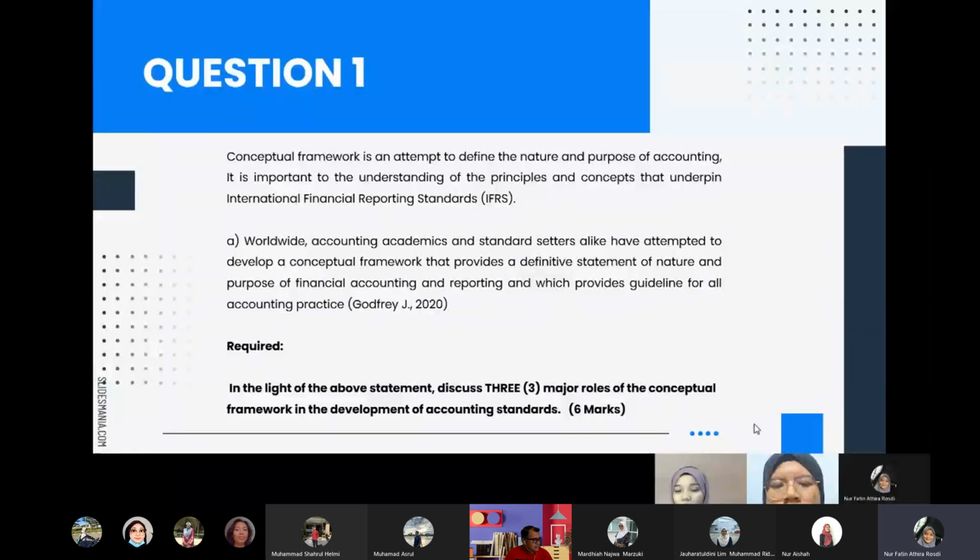So the question asks us, in the light of the above statement, to discuss 3 major roles of the conceptual framework in the development of accounting standards. Basically, this question comes from topics 1 and 2, which our friend has already presented. Other than that, this question is also straightforward because it just asks us to discuss 3 major roles of the conceptual framework. So let's see our answer first.